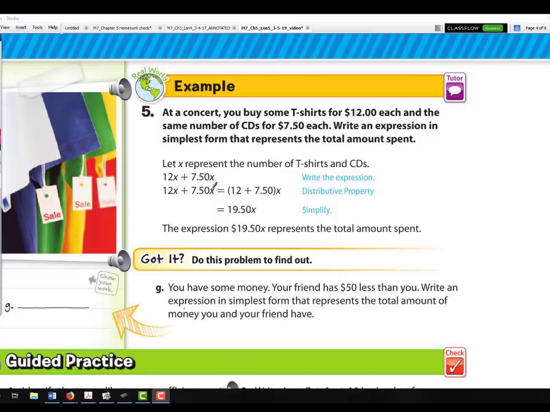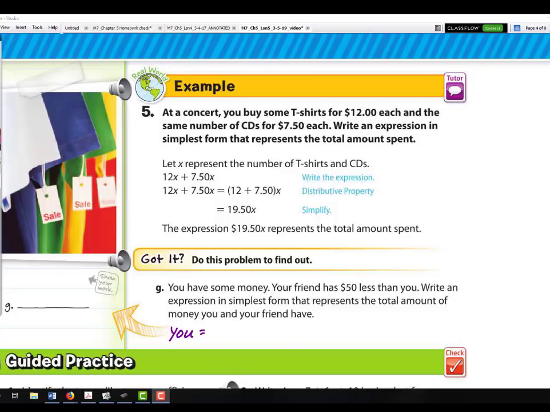Here's an interesting one. You have some money and your friend has 50 less. Write an expression in simplest form that represents the total amount of money you and your friend have, and be sure you pick a variable. Remember, you have to pick a variable. In this case, it'll be the variable for you. So let's just write that in. What variable will you pick? And then write an overall expression. So pause the video and try that one.